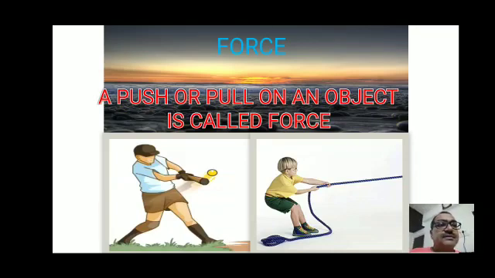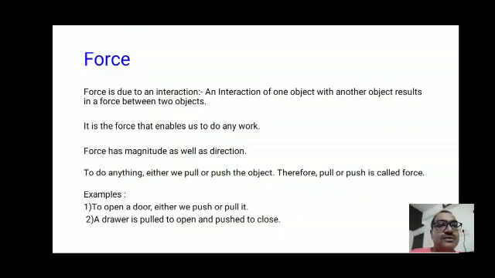Let's understand certain other things based on force. Students, you will know that force is due to an interaction. When two objects come into contact with each other, then force acts on an object. It means that an interaction of one object with another object results in a force between the two objects. So when they come into contact with each other, then force is applied on that particular object.